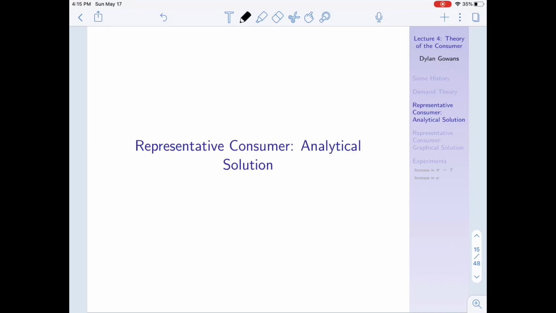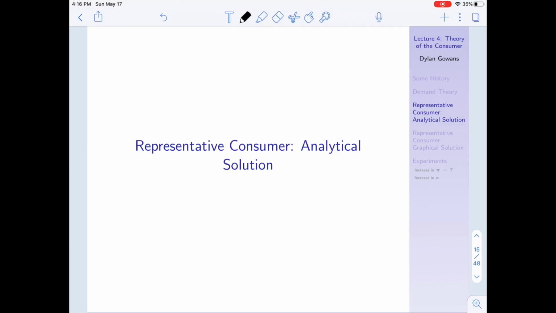Okay, so that's the theory in general, but for our purposes it's going to be a little bit different. So now we're going to move into specifically what this representative consumer we're talking about is going to do, and I'm going to show you two different presentations of it. In one case, I'm going to show you first the analytical solution. So we're going to use math and equations to derive the solution to this consumer's problem. And it's going to be very similar to what we just did.